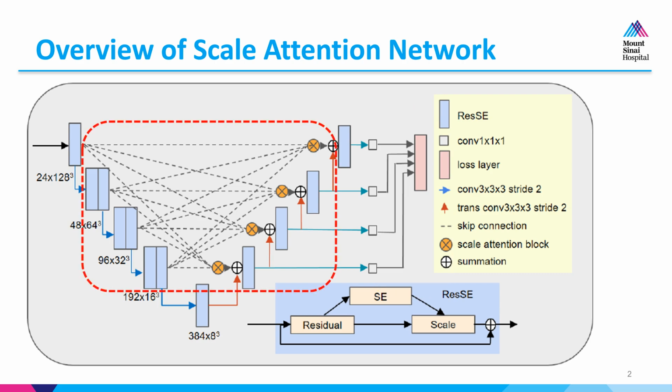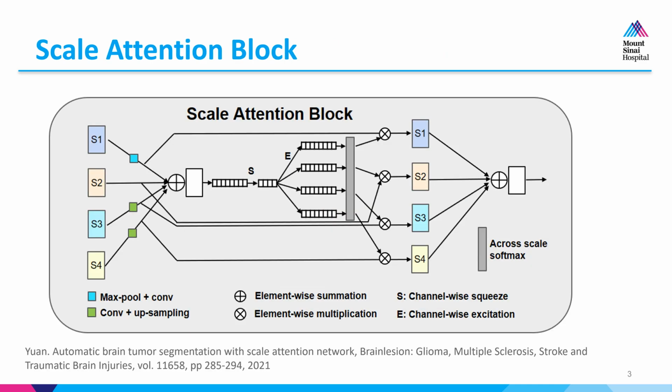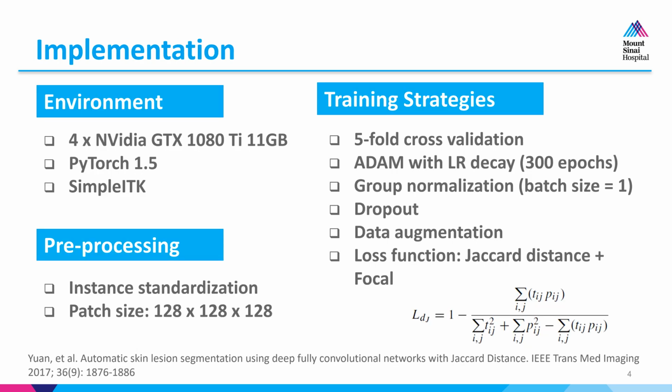Now let's take a closer look at the scale attention block. As an example shown here, if we want to fuse the information at the second decoding scale level, we first reshape all the encoding outputs to the same dimension by either downsampling or upsampling. This part is designed to learn the contribution of each scale in each feature channel, and the final output is the weighted sum of these features from different scales.